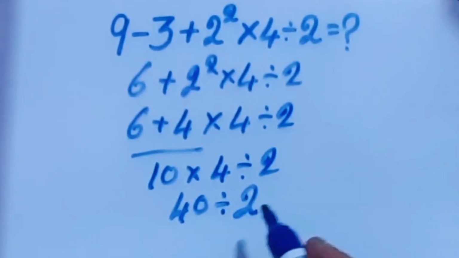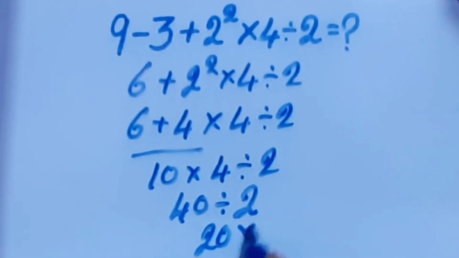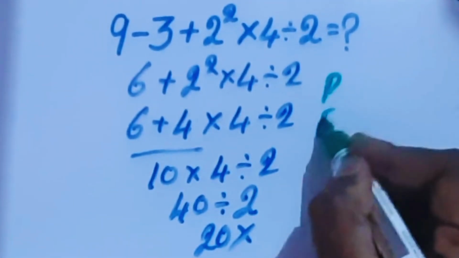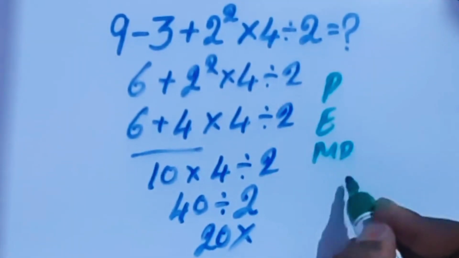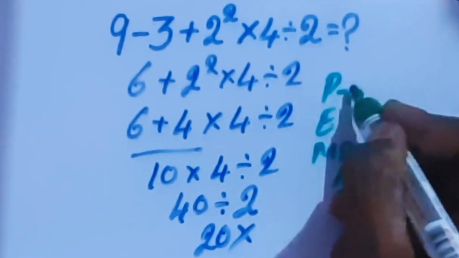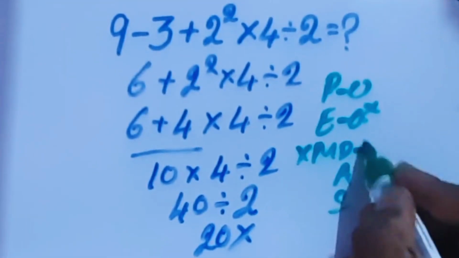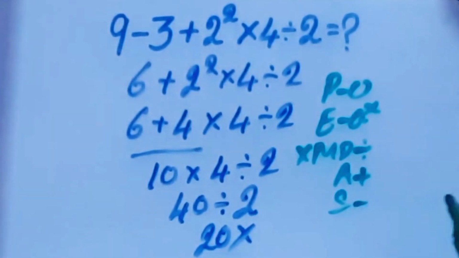Here 40 divided by 2 is 20, which is the wrong answer. As per this order of operations, this 20 is the wrong answer. Here we are going to introduce this PEMDAS rule from order of operations. P is bracket, higher priority, E is exponent. M stands for multiplication, D stands for division, A stands for addition, S stands for subtraction.